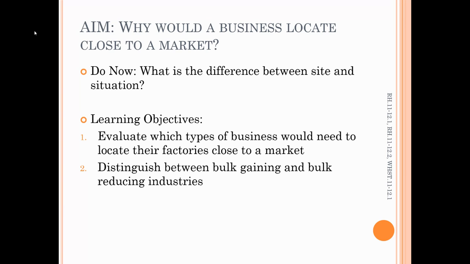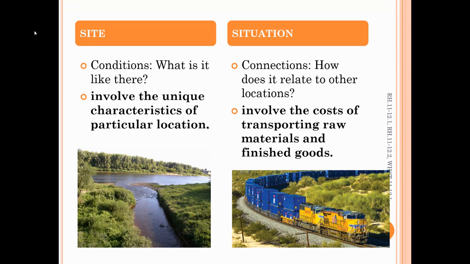Now, before we get started, we have to review the difference between site and situation. Site is conditions: what's it like there, and we're going to be looking at the unique characteristics of a particular location. But again, we're in the economic geography section, so we're going to be looking more at what kind of raw materials are here, and what kind of labor I have nearby to do my work. And then situation is connections: how does it relate to other locations? I'm really going to be looking at transportation costs. Okay, that's the big key.